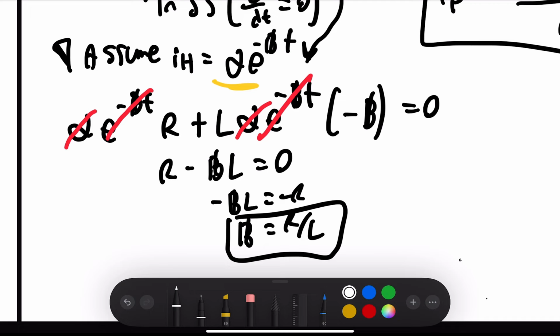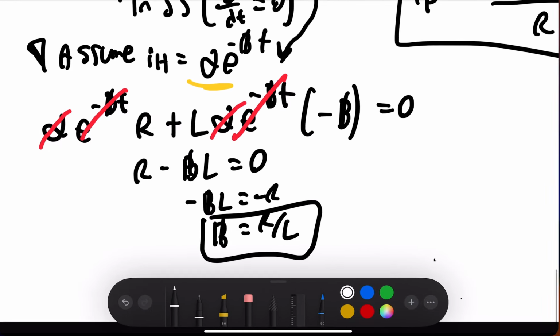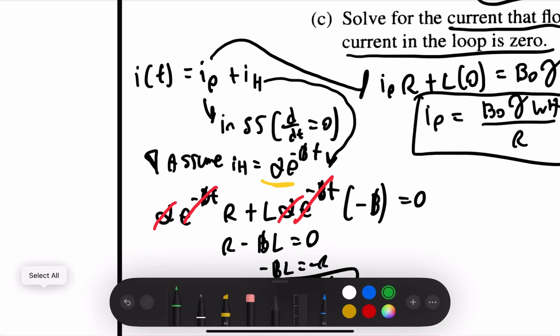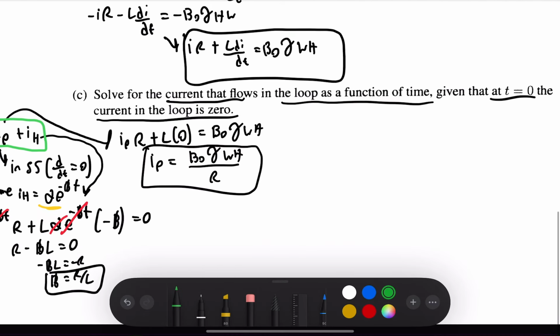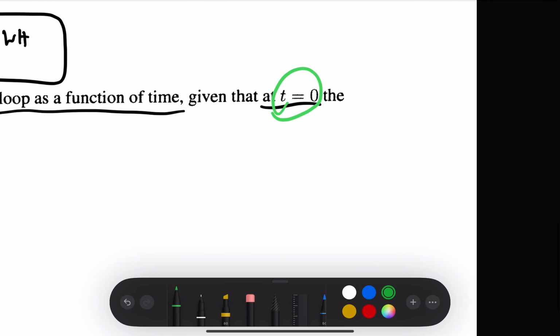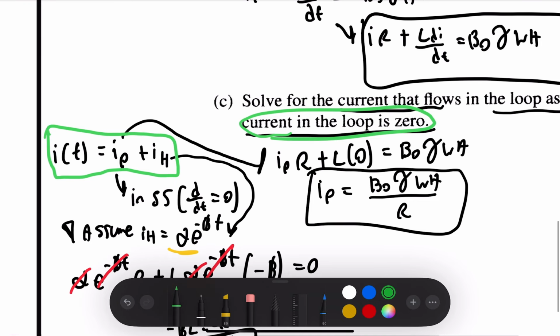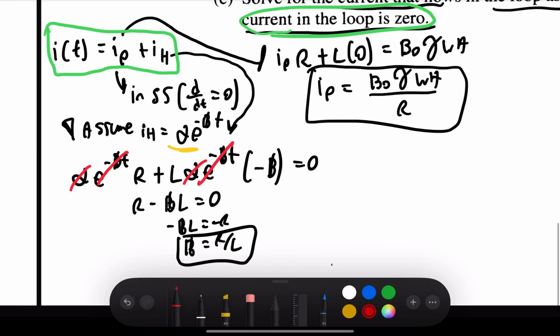And then when we get to this step, we need to combine it. So we combine whatever we got into this equation in green. We plug in our initial condition, which here is t equals 0, current in the loop is 0. And then with that, we can solve for alpha, and we get our answer.